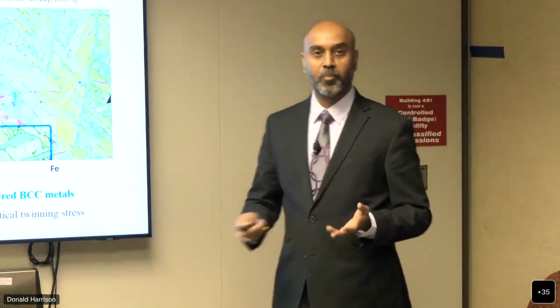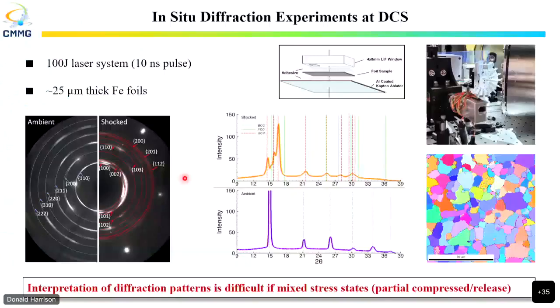I'm primarily a computational person, but my limited experience was at DCS. And these are the experiments we ran. We used the 100 joule laser system over there, which I use as a 10 nanosecond pulse. We basically took about 25 micron thick foils so that you can get nice diffraction patterns. We had a nice grain size to the system. This is a wheel where you can generate a lot of shots.